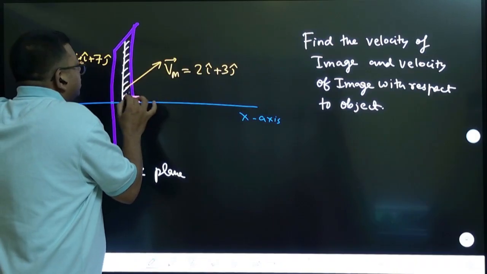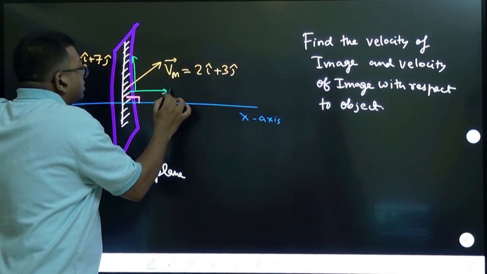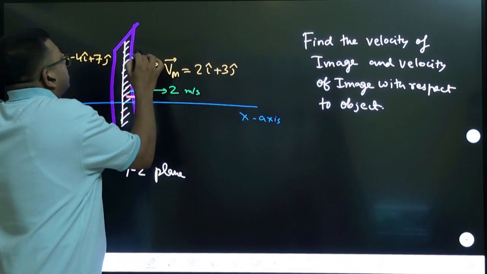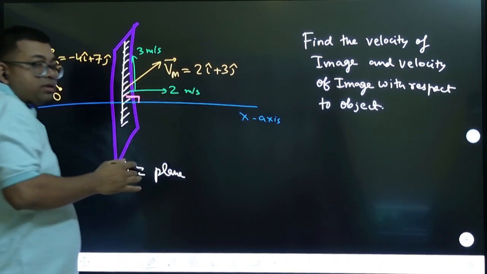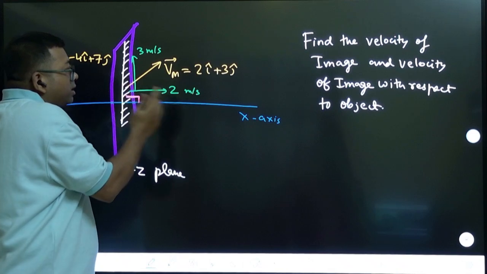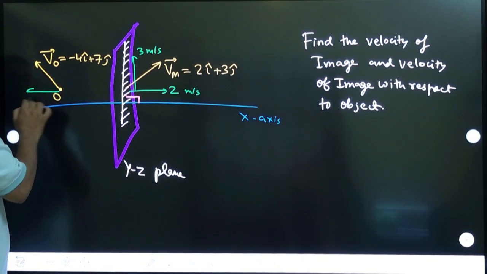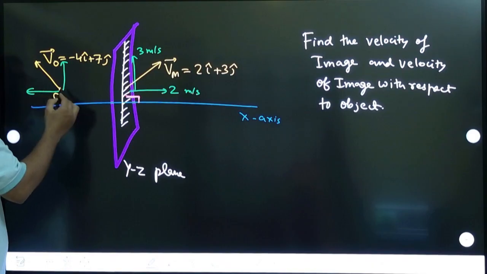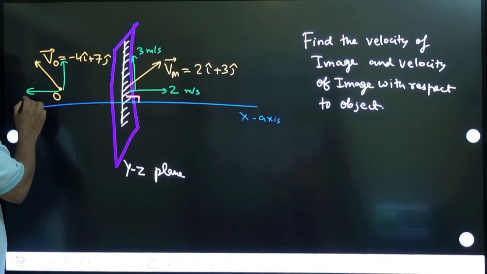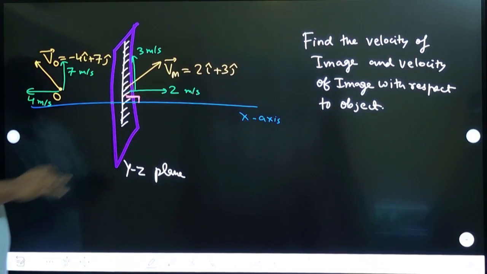Let us resolve this velocity into two components. This will have two components of velocity. You know already, you can see this is 2 meter per second, and this is 3 meter per second. These are the components, right? So the mirror is moving along the x-axis with 2 meter per second and along the y-axis with 3 meter per second. And if you see, this object also has two components of velocity. In this direction it is negative, -4 means it is going in the negative x-axis. So I can write 4 meter per second in negative, and it is going up with 7 meter per second. Okay, clear? This diagram is clear.